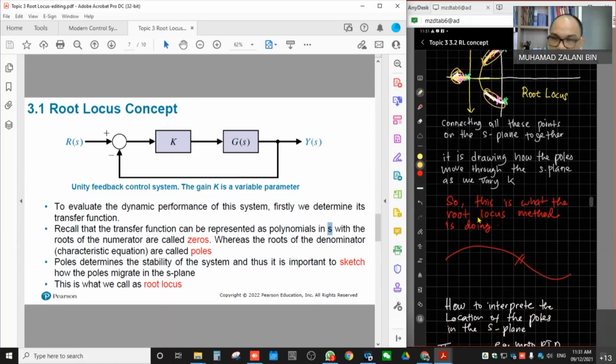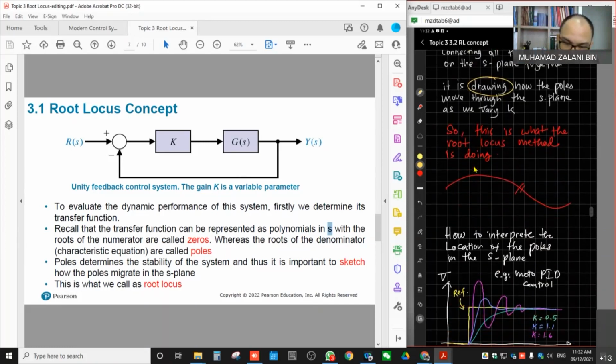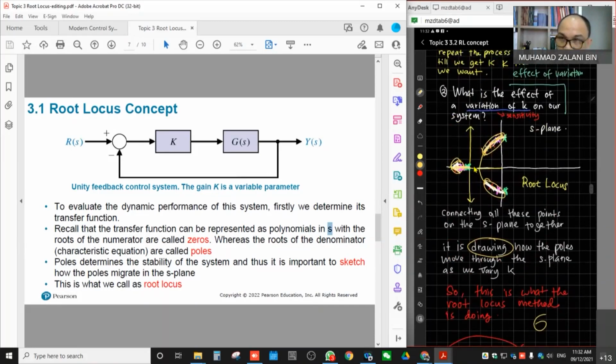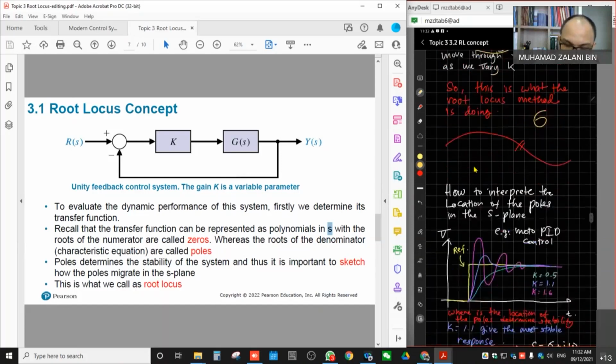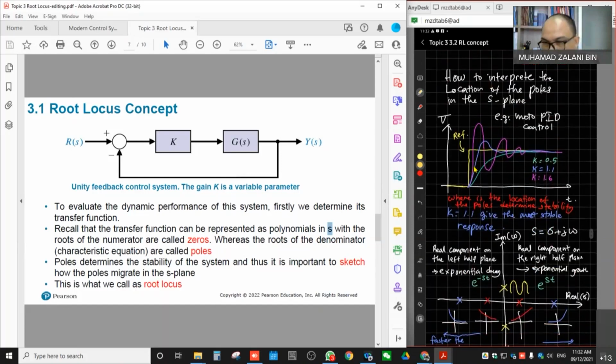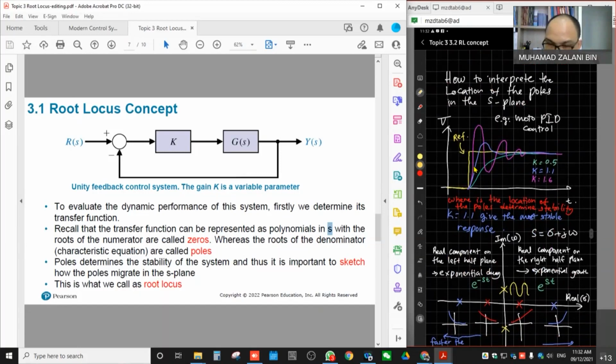So the root locus is basically about the drawing lah. The drawing on how the poles move through the S plane as we vary the value of K. Okay. So itulah yang dimaksudkan lah, dari segi konsepnya. Okay, to better understand the stability.